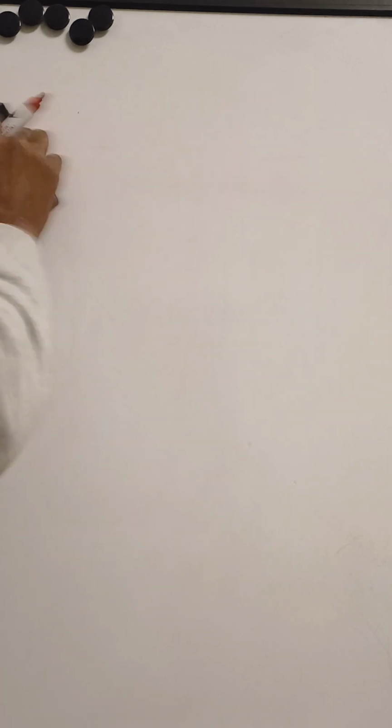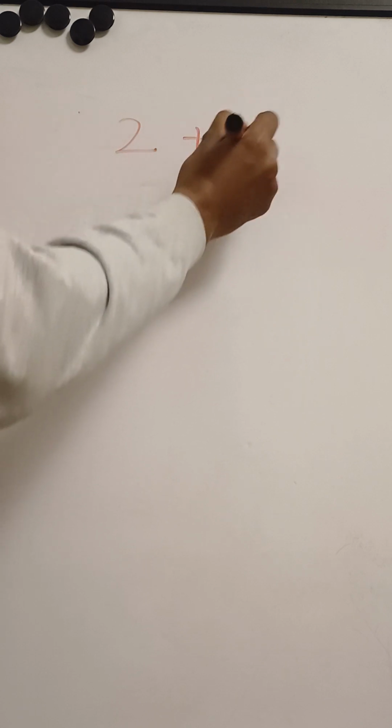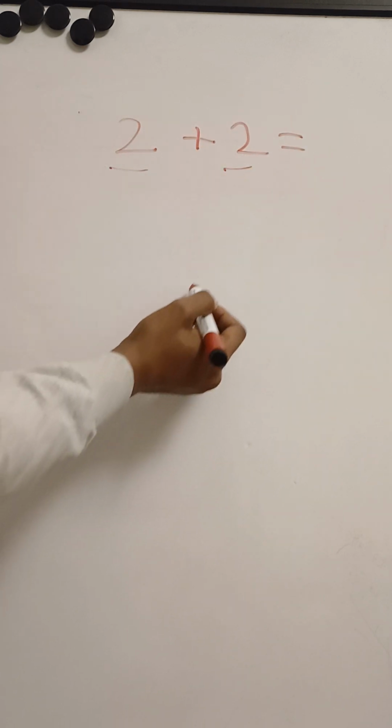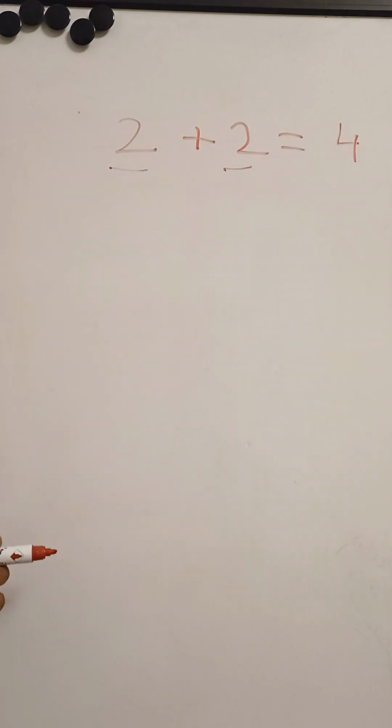We all know that when we add a positive number to a positive number, we get a positive result, which is something we all know. If we add 2 plus 2, 2 is a positive number, 2 is a positive number, we get a positive number, which is 4. What do we mean by positive numbers and negative numbers?